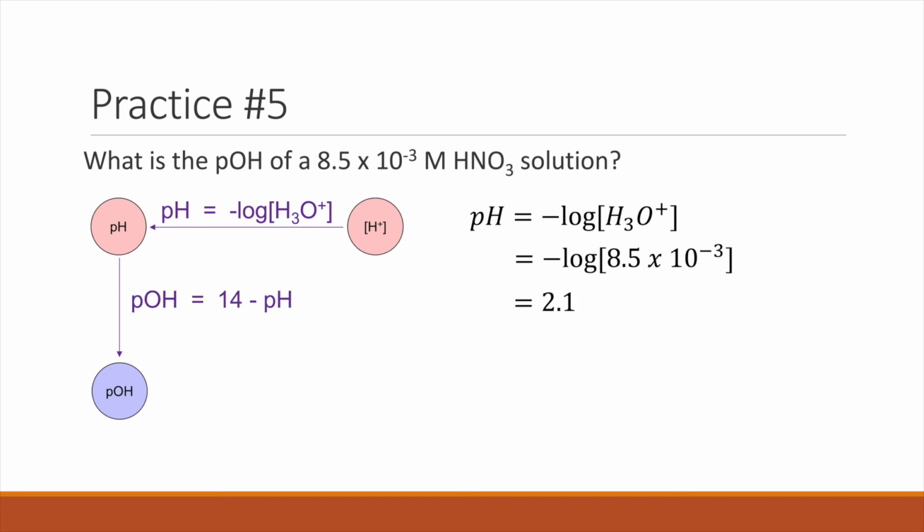To find pOH, I subtract that from 14. 14 minus 2.1 means my final answer is 11.9.